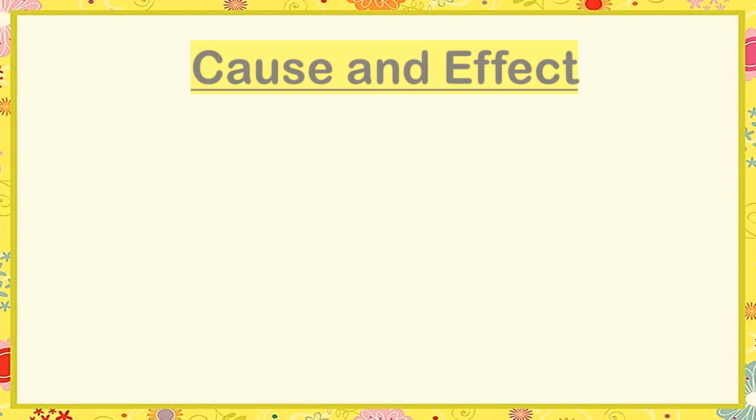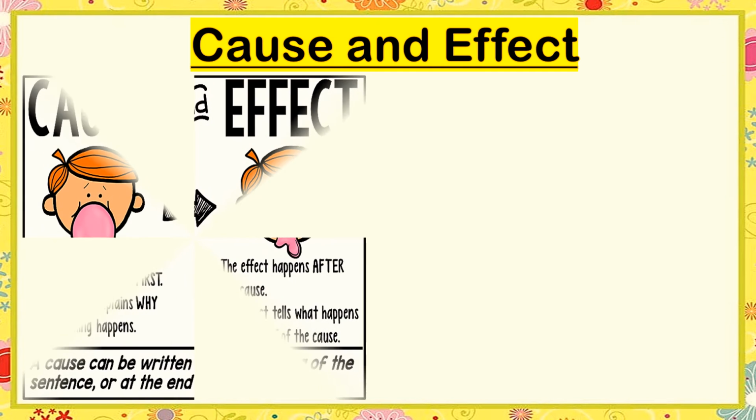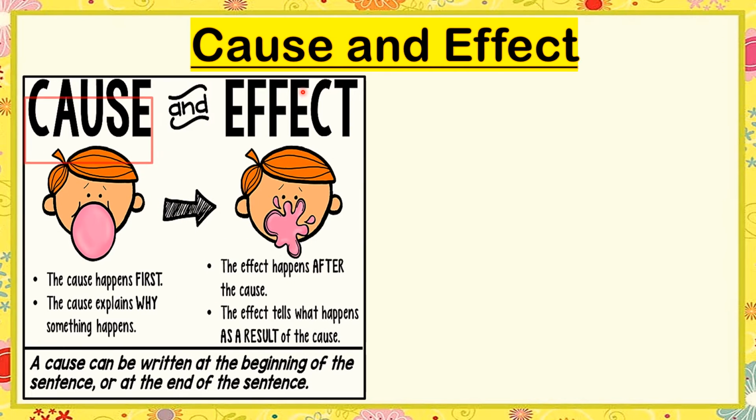So class, let us further discuss what is cause and effect. Cause. The cause happens first. Always remember that, class. The cause happens first. The cause explains why something happens. And effect, the effect happens after the cause. So cause happens first, and after cause, which comes next? The effect. The effect tells what happens as a result of the cause.